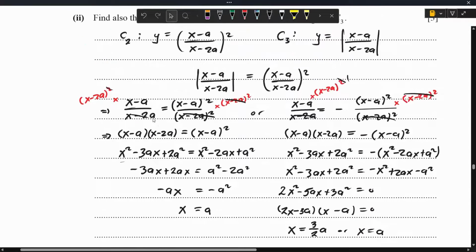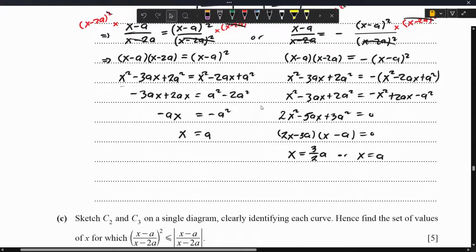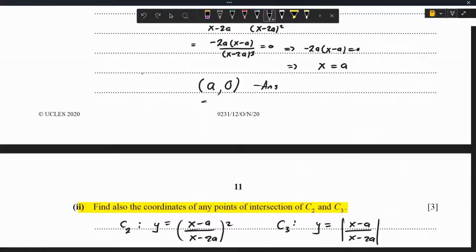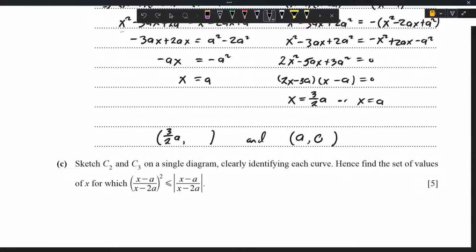So the question, remember, says we should find the coordinates of any points of intersection of C2 and C3. So C2 and C3 intersect when x is a value of 3 over 2 of a and a certain y value, and a and a certain y value. Now, for when x is equal to a, we have already established that when x is a value of a, y is 0, okay? So this one is good.